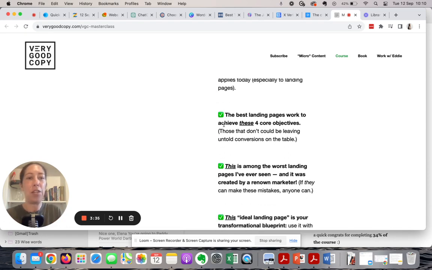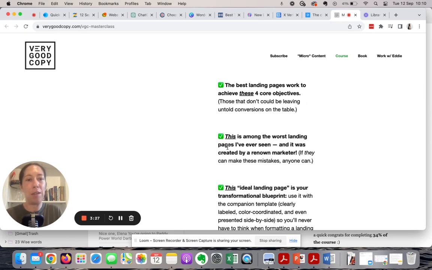The best landing pages work to achieve these 4 core objectives. You don't know what the objectives are. Again, he's replaced it with these. This is amongst the worst landing pages I've ever seen, and it was created by a renowned marketer. So again, it's this. So you're invoking curiosity. So go back to your bullet points and replace where you've actually described what the benefit or the feature or the inclusion is with the word this to invoke curiosity.